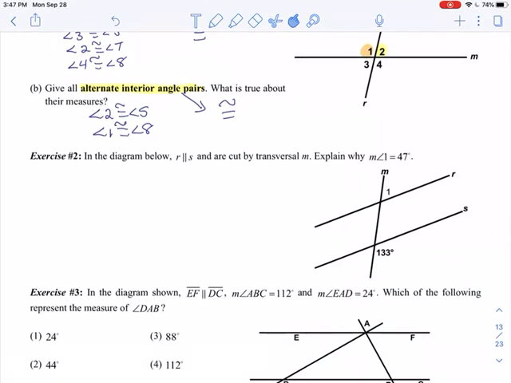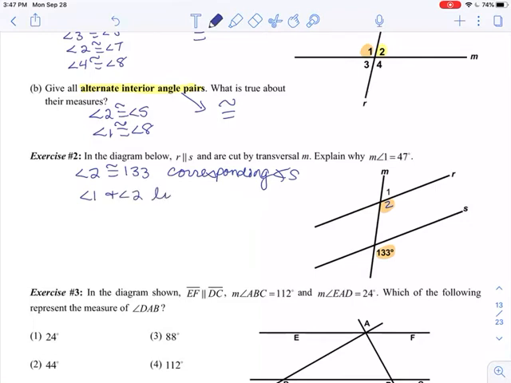In exercise 2, R is parallel to S. Explain why angle 1 equals 47 degrees. Once you know there's 8 angles that are formed, and once I give you one of the angles, you actually know all of the angles. Let me call this angle 2 right there. Angle 2 is congruent to the 133 because they are corresponding angles. They're in the same spot. I'll highlight them for you so you can see it. So angle 2 and this 133 are corresponding angles.